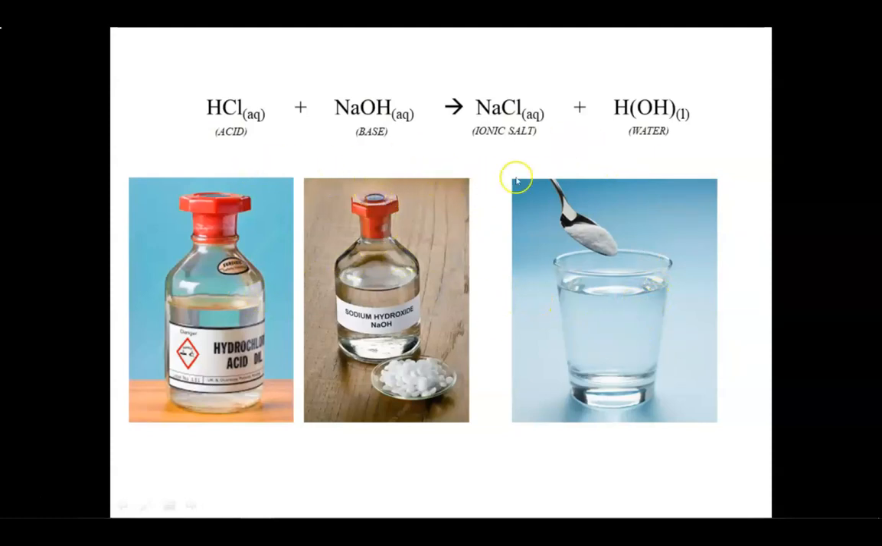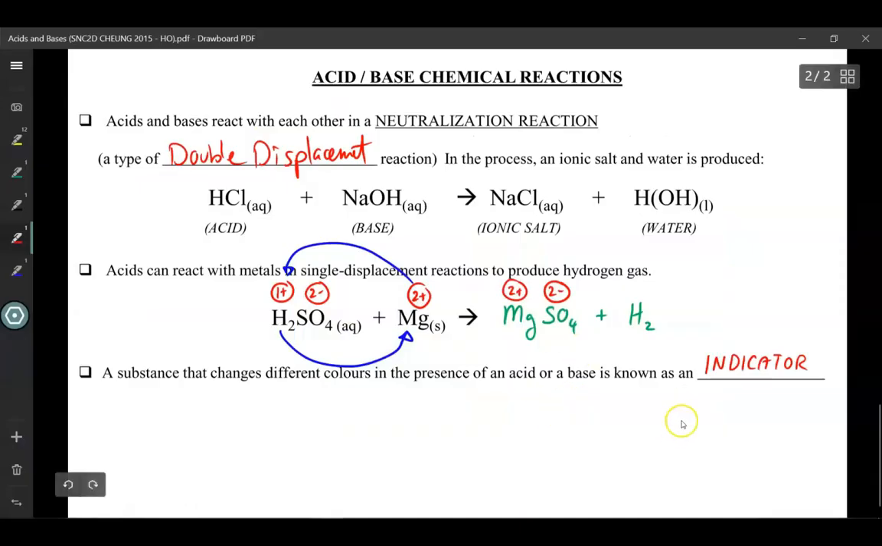Now, I don't recommend that you lick it. Obviously, the acid will taste sour and the base will taste bitter, but they both taste like burning, so that is not recommended. Instead, we can use something called an indicator. This is a chemical substance that changes different colors in the presence of an acid or a base.